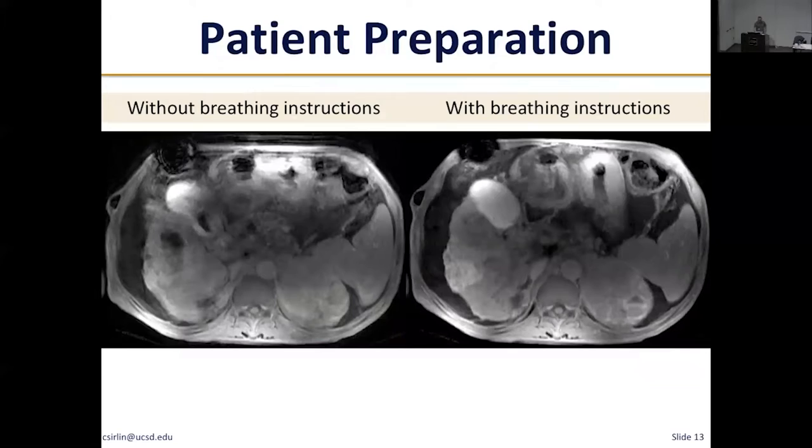The image on the left was a case where the technologist called me and said that I cannot get the images to look good.